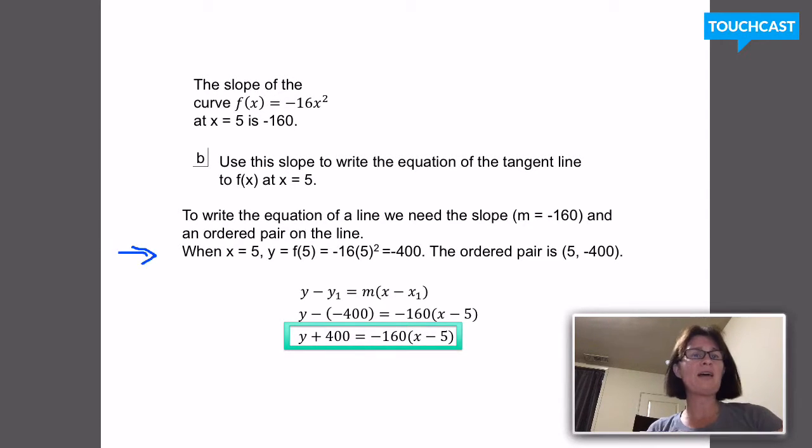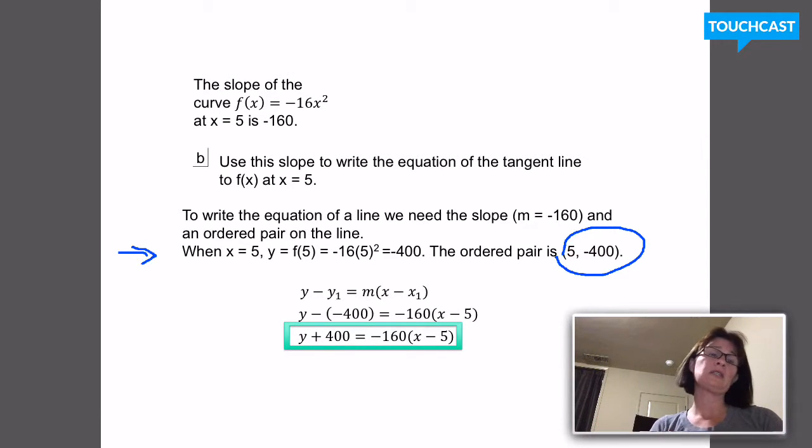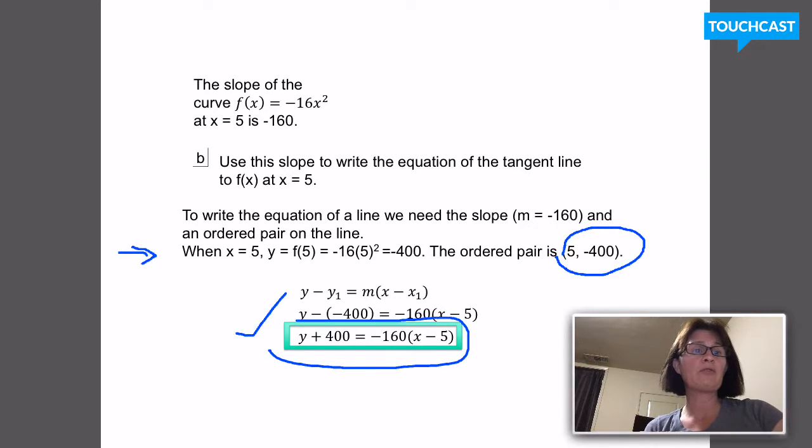When x equals 5, my y-coordinate is going to be f of 5, which is negative 400. That's how I get my ordered pair. Once I have an ordered pair, I already know the slope. I'm going to write the equation of the tangent line. You can feel free to leave it in point-slope form. You could write this equation in any form, and it would get full credit on the AP test.